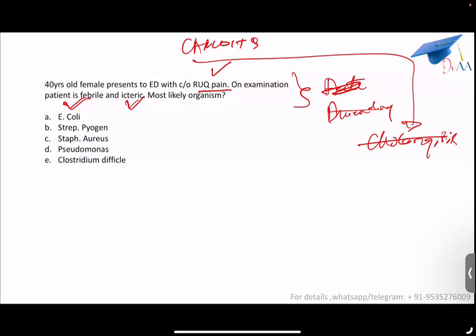Ascending cholangitis. Most of the infections in the abdomen are caused by E. coli. Most common organism here is E. coli. The most common for spontaneous bacterial peritonitis also is E. coli. For acute cholangitis also E. coli. Acute cholecystitis also E. coli. Okay, so E. coli for abdominal organ infection you can remember.